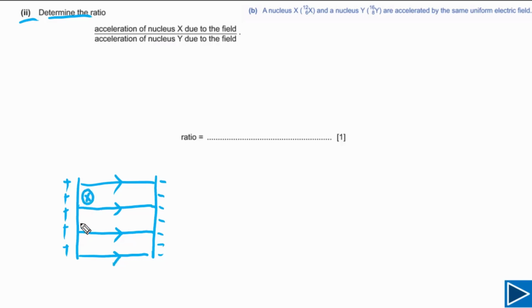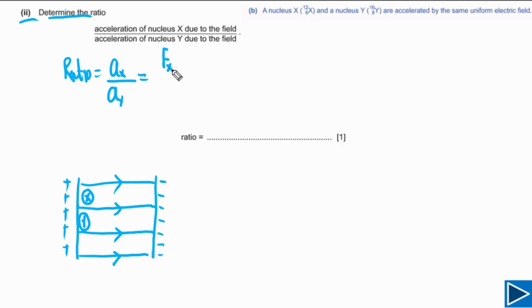So we can say this is nucleus X and this is nucleus Y. Now we need to find the ratio between their accelerations. So simply we can start from here. The ratio you need to find is aX by aY, and acceleration is equal to force divided by mass.